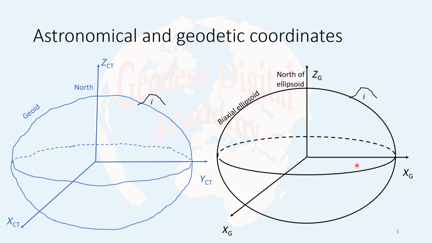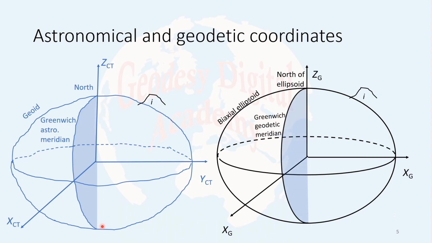So, as we observe, we can define a Greenwich astronomical meridian for the true Earth, the physical Earth, and we can define a Greenwich geodetic meridian for the mathematical Earth. We can define a plumb line at any point on the Earth's surface, and we can draw a tangent line to the plumb line. Similarly, we can do the same for the mathematical Earth, but this time instead of the plumb line, we will have the normal to the ellipsoid.